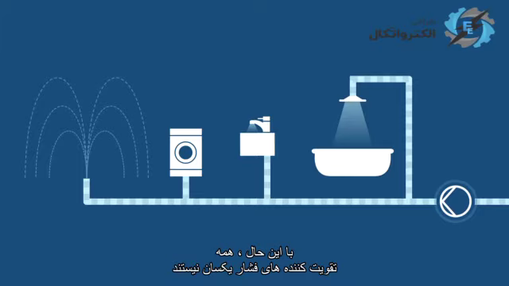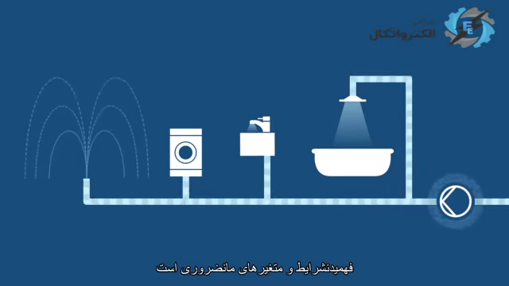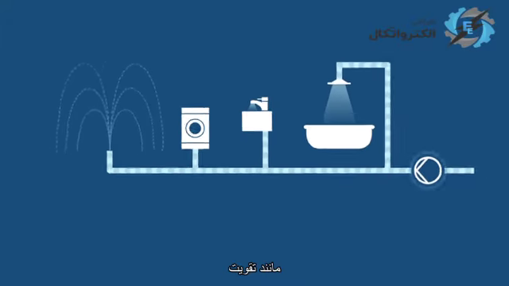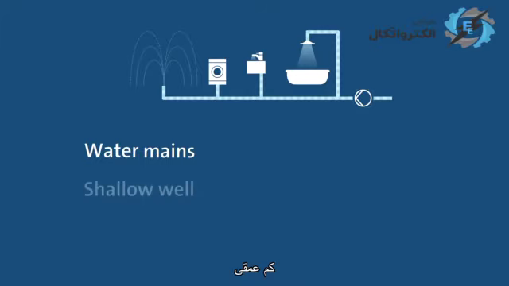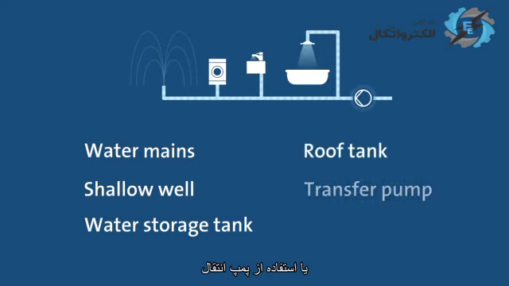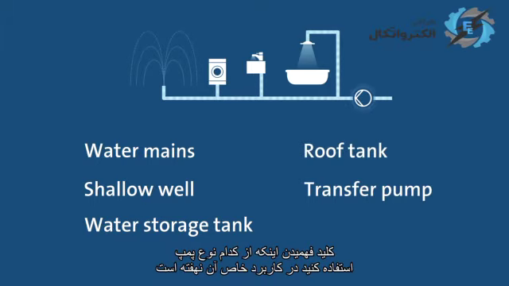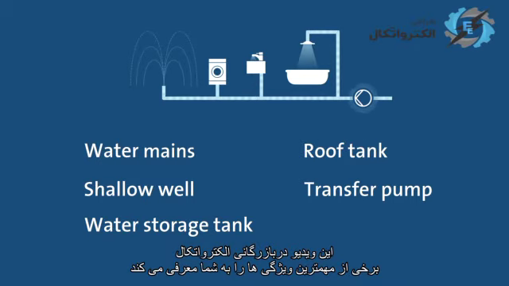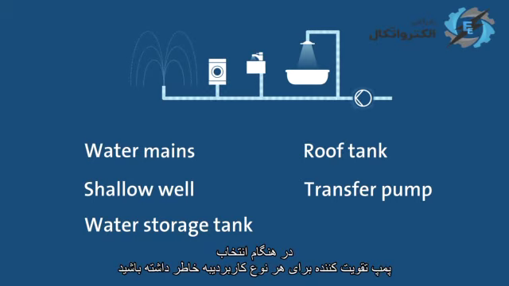However, not all pressure boosters are the same, and in order to choose the right one for the job, it is essential to understand the application type, such as boosting from water mains, shallow well, water storage tank, roof tank, or using a transfer pump. The key to figuring out which type of pump to use lies in the specific application. This eCademy course will introduce you to some of the most important characteristics to keep in mind when selecting a booster pump for each application type.